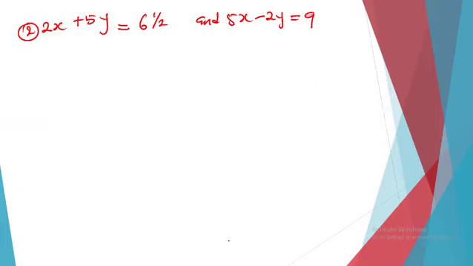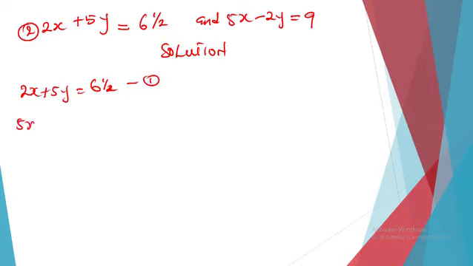Question number 2 on the screen. We have 2x plus 5y equal to 6 and 1 over 2, and then 5x minus 2y equal to 9. Solution. The first thing we need to do is to number the equations. So we have 2x plus 5y equal to 6 and 1 over 2 as our equation 1, and 5x minus 2y equal to 9 as our equation 2.